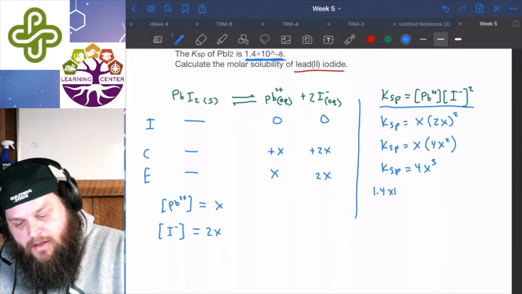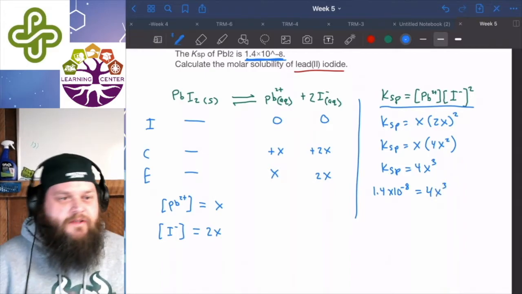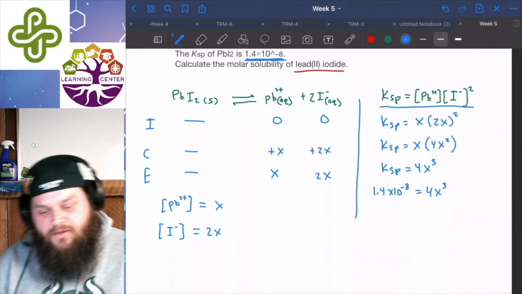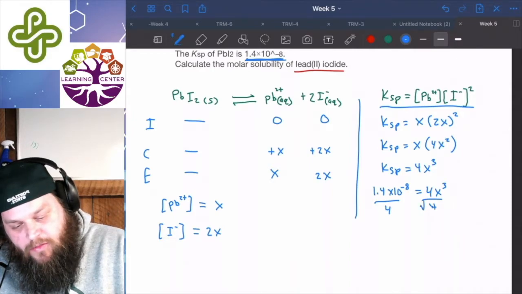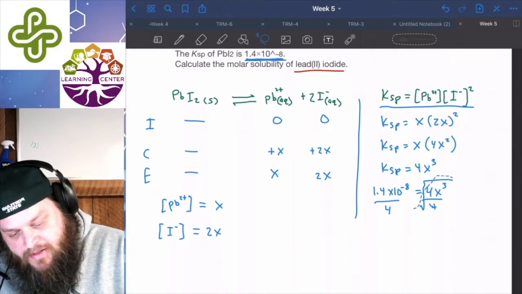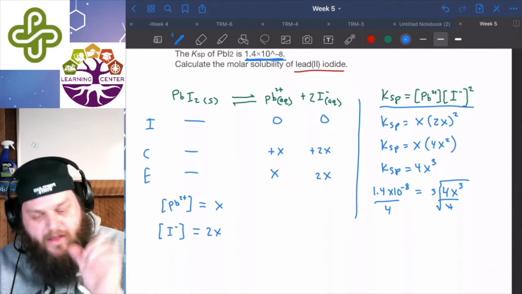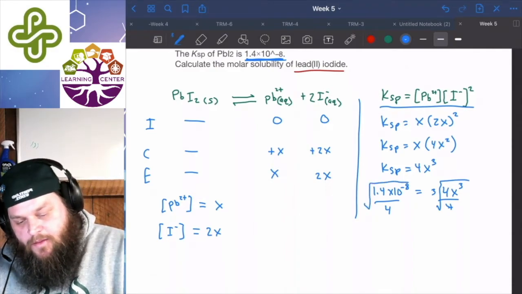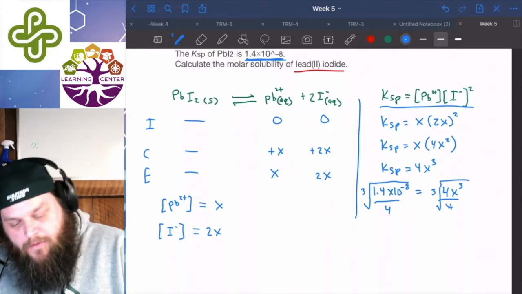1.4 times 10 to the -8 power is going to equal that 4X cubed. And now we just have to solve for X. To solve for X, we can divide each side by 4. And then take the cubed root of that. Let me make a little bit more space. So the cubed root's like that. It has a little 3 up in the index there. Same over here. Take the cubed root of that whole fraction. And we can then solve for what X is going to be.